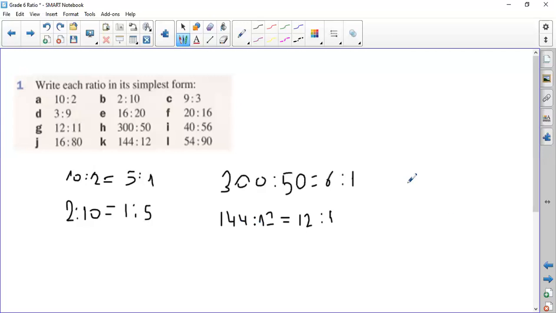It is the same as simplifying fractions. 144 over 12. We can simplify this one by 12 and this one by 12. The new fraction will be 144 divided by 12 is 12, and 12 divided by 12 is 1. So we use the same procedure that we use in simplifying fractions for the ratios. In the same way, you can continue the others in this exercise.